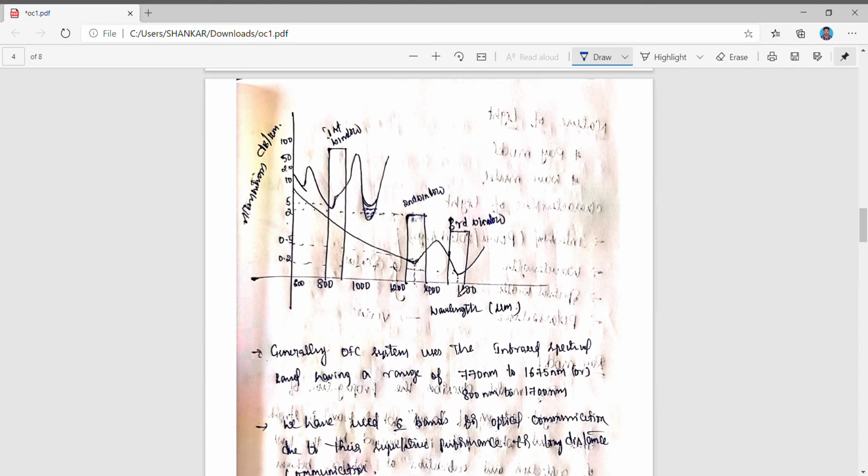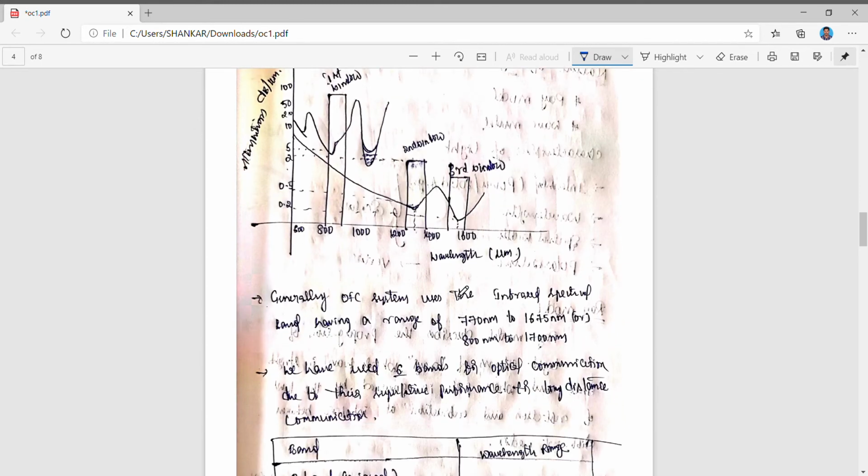See here, actually in the 1970s, the first optical fiber communication system was established. In that condition of the 1970s, they were using a band of 850 nanometers. How did they select 850 nanometers? See the diagram of attenuation. The y-axis represents the attenuation and the x-axis represents the wavelength in meters.